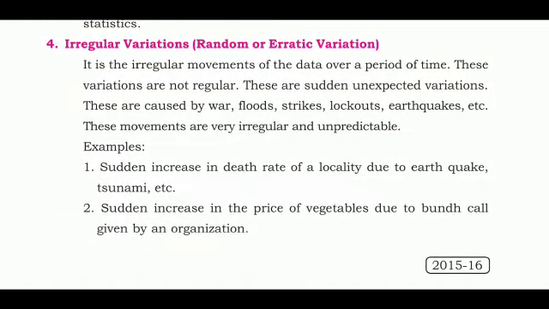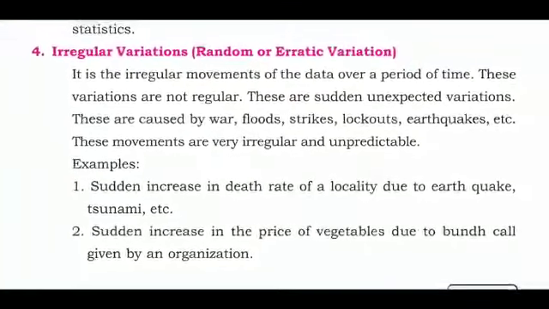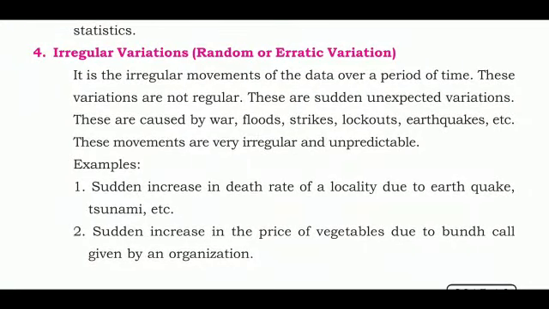The fourth component is irregular variations, or it is also called random or erratic variations. See, the word itself says erratic, random, irregular. You don't know when it's going to happen. It can happen anytime, all of a sudden, and the whole thing can change immediately. It is the irregular movement of the data over a period of time. These variations are not regular. These are sudden, unexpected variations.